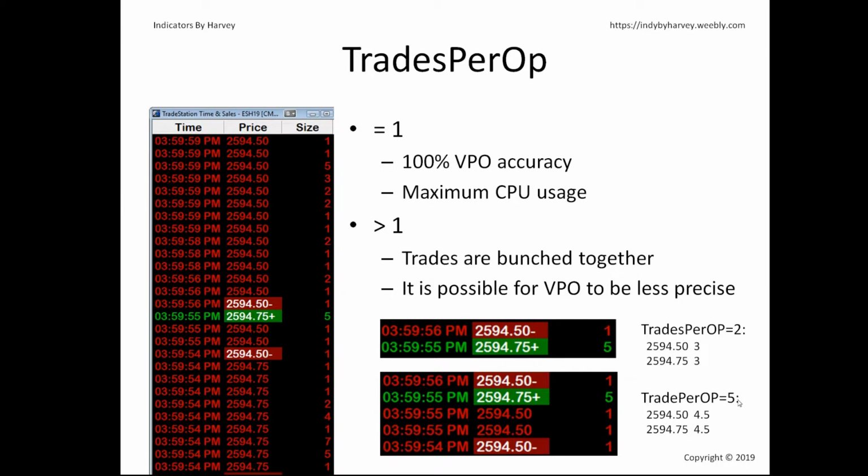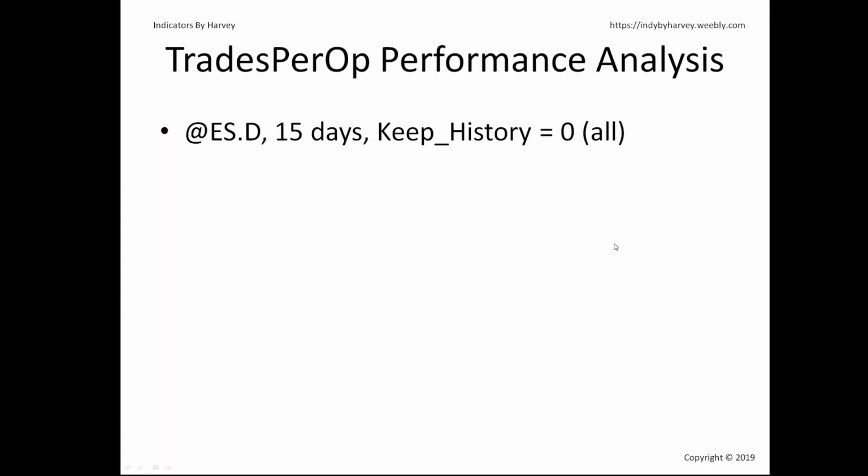If you set trades per operation to 5, and hypothetically the platform took these 5 trades and bunched them together, again we would have trades from 94.50 to 94.75. There would be 9 trades at 2 different traded prices, and the calculation would be 4.5 contracts per price as opposed to 5 on one and 4 on the other. Now, why would I introduce such imprecision? Well, let's take a look at the impact of that choice on performance.